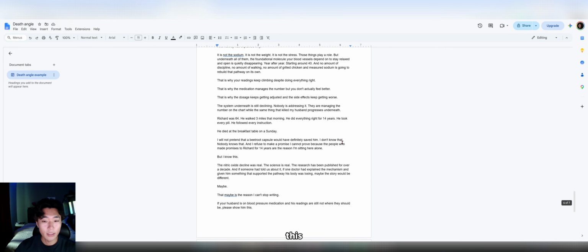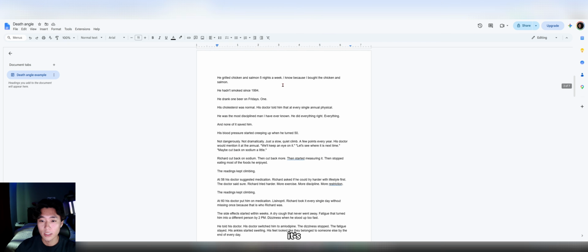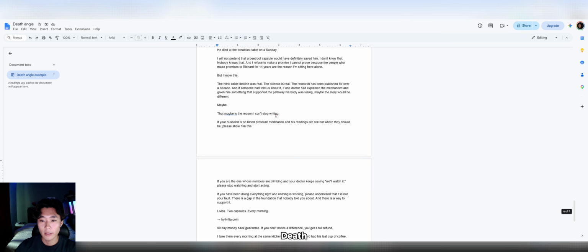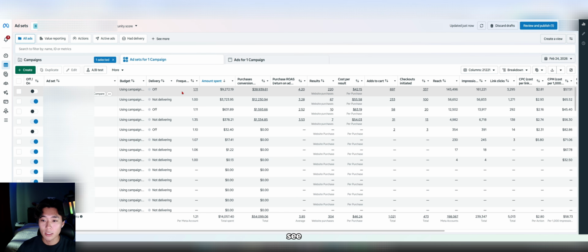So I kind of just made this copy through Claude, just referenced off of my winning copy, so it's not perfect, but that is basically the structure of the Death Angle ad that was winning for this store right here. I thought I'd share it with you guys because I know a lot of people do run native ads. You can definitely implement this for your store if it is applicable, and maybe see if it'll be a winning ad.